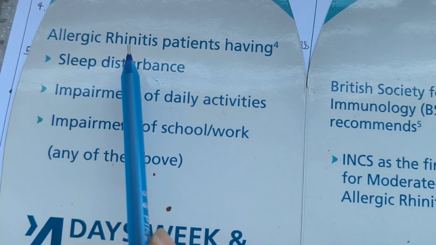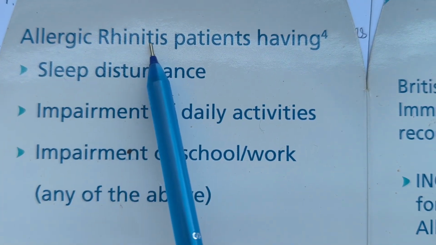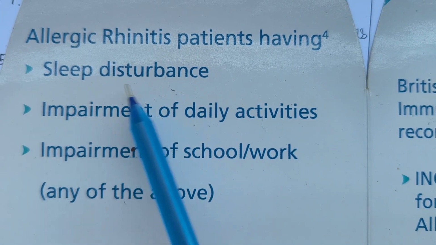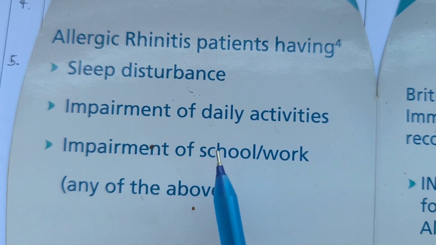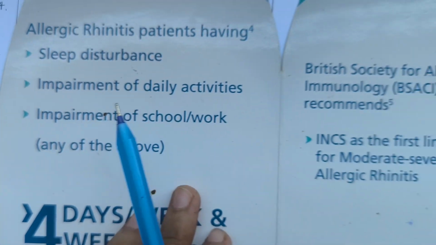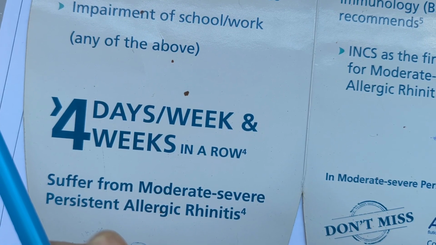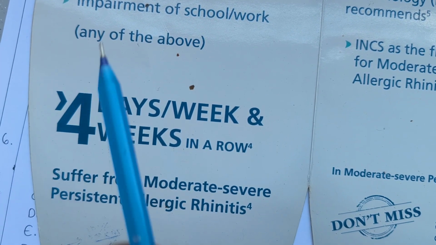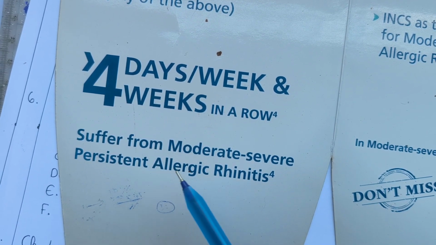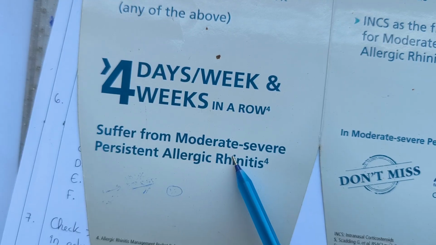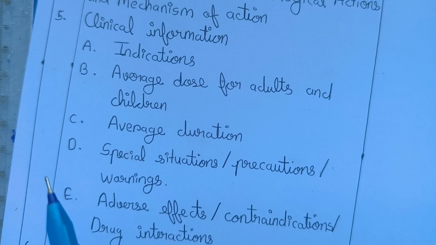It is also elaborated like what are the problems faced by allergic rhinitis patients. So there occurs a sleep disturbance, impairment of daily activities, impairment of school or work. So in all these indications we can use it. It is also mentioned that moderate to severe persistent allergic rhinitis. So in case of nasal inflammation, we can use this drug. It is properly mentioned here.